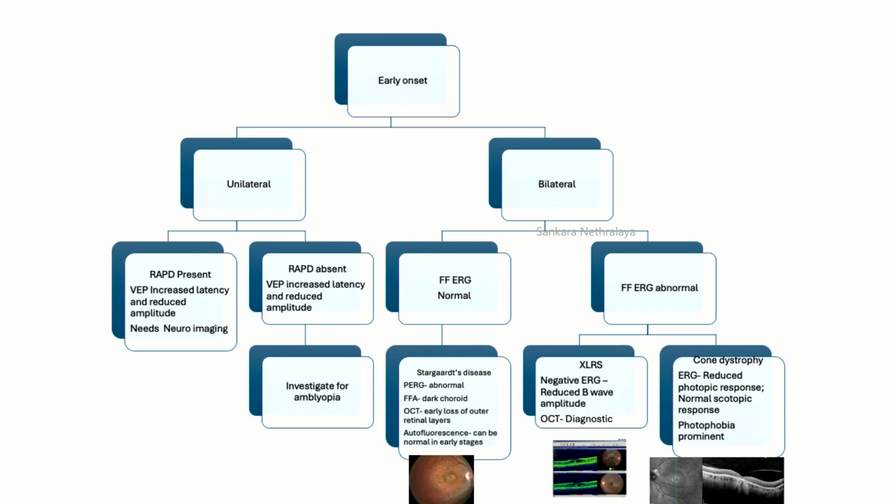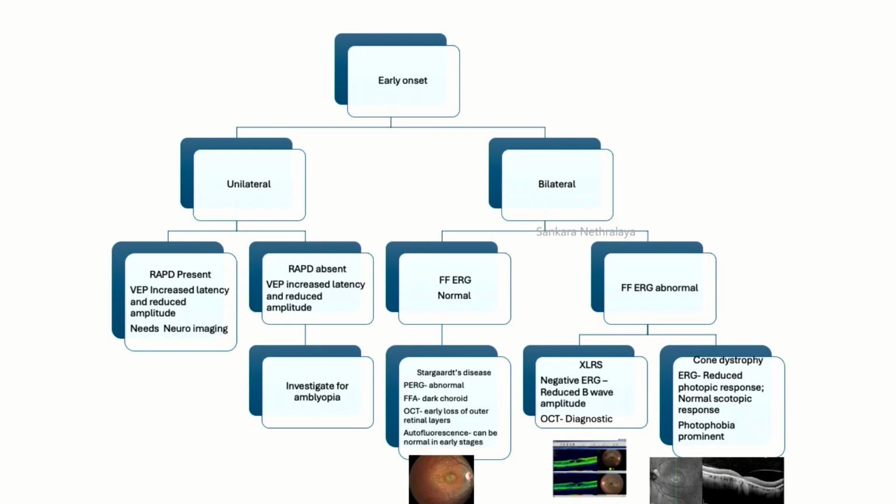Then if you have a unilateral problem and a bilateral problem, this is like an algorithm, mentally making up your mind how you should go about diagnosing and investigating. If it is a unilateral problem and if RAPD is present, you would expect that VEP will also be having an abnormality, whether amplitude or latency or both. Okay, and then they require neuroimaging definitely, because you may be having a problem on the optic nerve all the way from the eyeball to the chiasma and beyond.